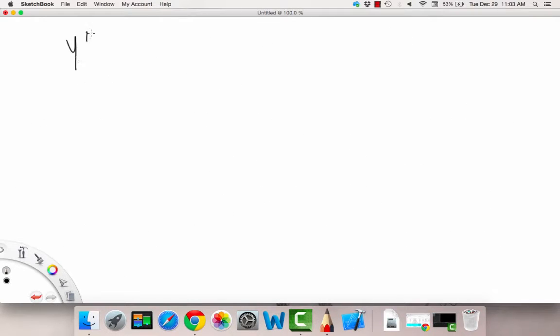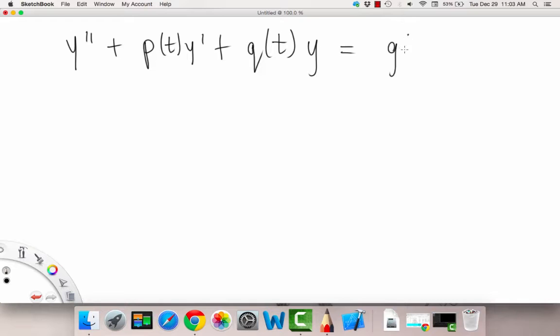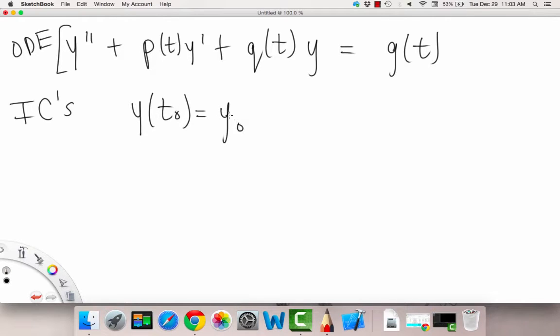So now we would be given a second order ODE. This would be y double prime plus p of t times y prime plus q of t times y is equal to g of t of some sort. This is the ODE part, and then we also have our initial conditions. We have two of them. The first is y of t naught equals y naught, and then we also need one for y prime. So this would be y prime of t naught, which has to be the same t value, equals y sub 1, we'll say. All right, that would basically be it.